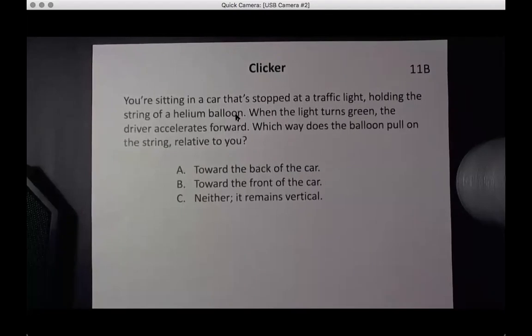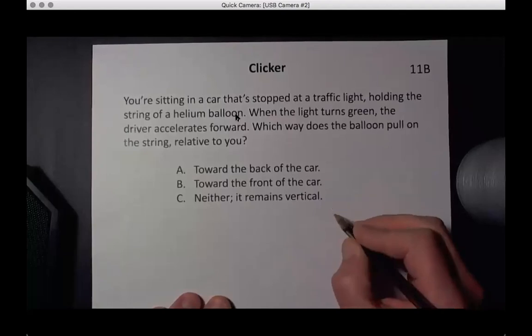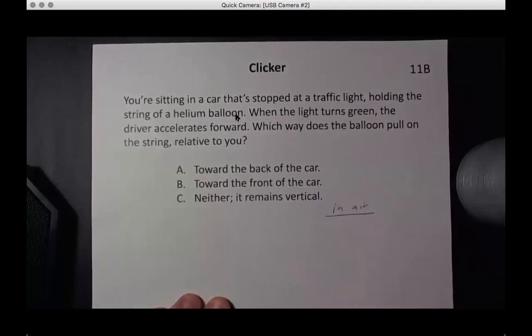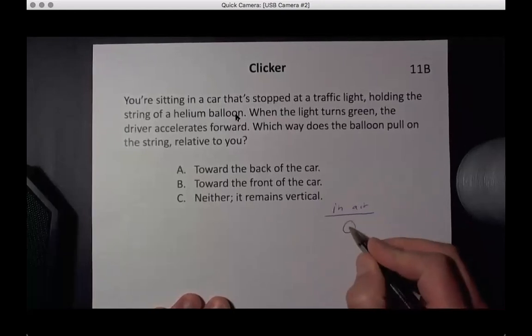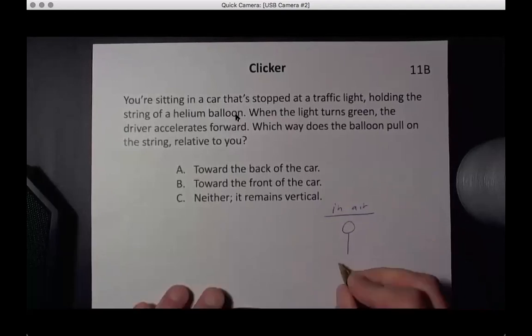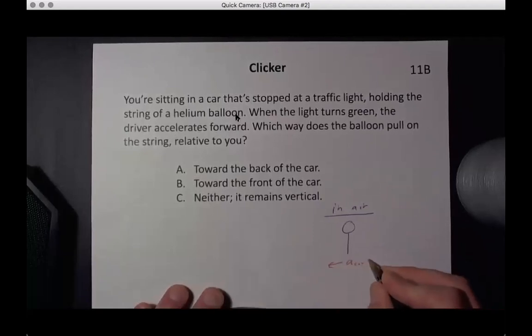Commit to your answer while I'm drawing this out. I'm going to write in air over here. And in the air, your balloon's going up like this. And the acceleration of the car, let's say, is this way. Car plus air plus balloon.